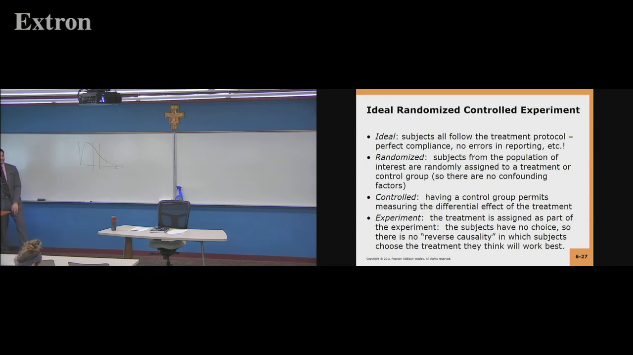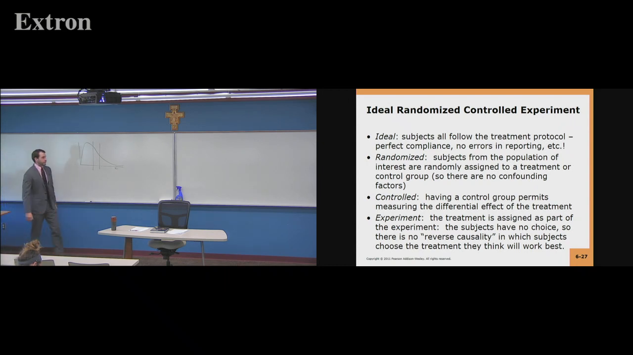So getting back to our ideal, in a perfect world we would have an ideal randomized controlled experiment. First, the ideal means that all subjects would follow the treatment protocol. There's perfect compliance, there are no errors in what they did. So say you're in a medical experiment, and they say take this pill 4 times a day at certain times, and you actually take it at exactly those times. You don't miss treatments or take them late.